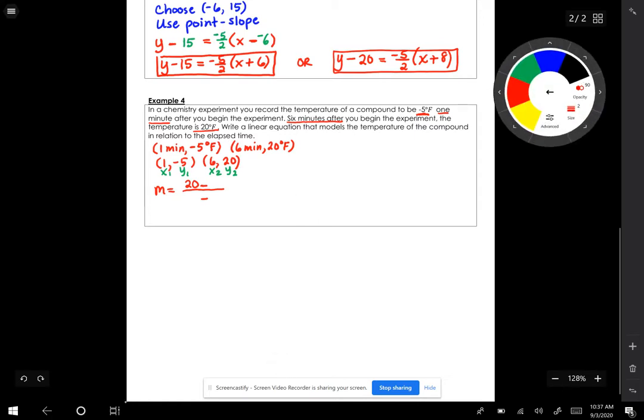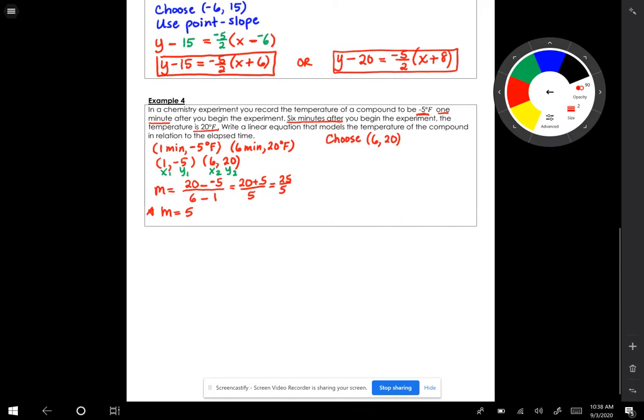Okay, so y2 is 20, y1 is -5, x2 is 6, x1 is 1. That's 20 plus 5 over 5. It's 25 divided by 5. M equals 5. Put a star by it because it's an important piece of information. We're going to choose a point. So which point would I choose? Well, it's a no-brainer. I would choose (6, 20). Even though the numbers are bigger, they're both positive. So that's what I would choose.